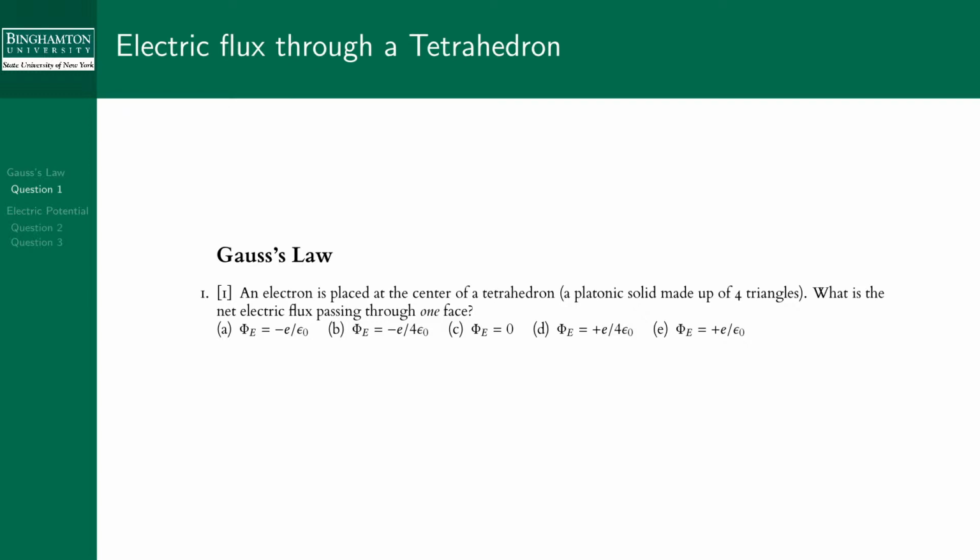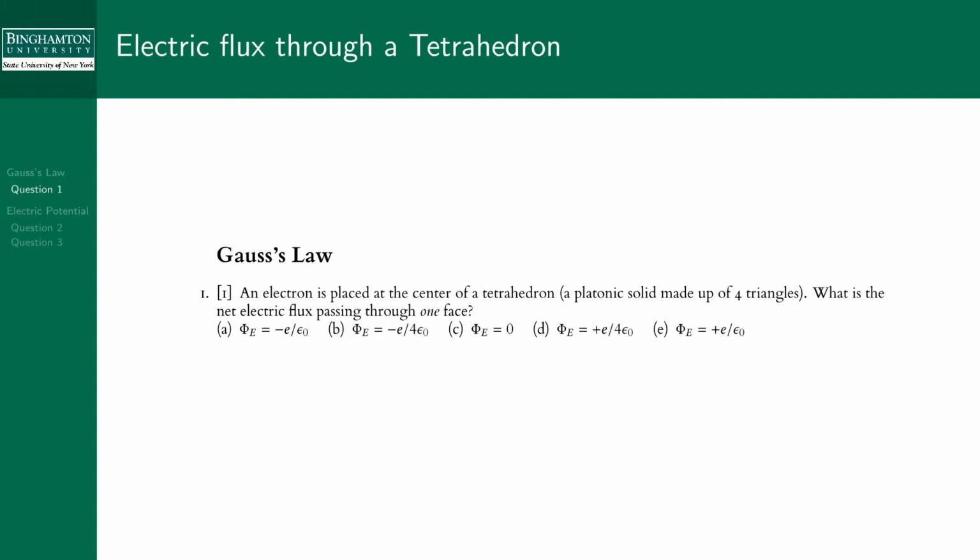When asked a question about electric flux through one face, the first thing we want to do is calculate the total net flux through the entire surface. We'll use the charge enclosed side of Gauss's law. Since there is one electron at the center, the net flux through the entire surface is minus e over epsilon naught. Remember, that would be the net flux through any closed surface surrounding a single electron.